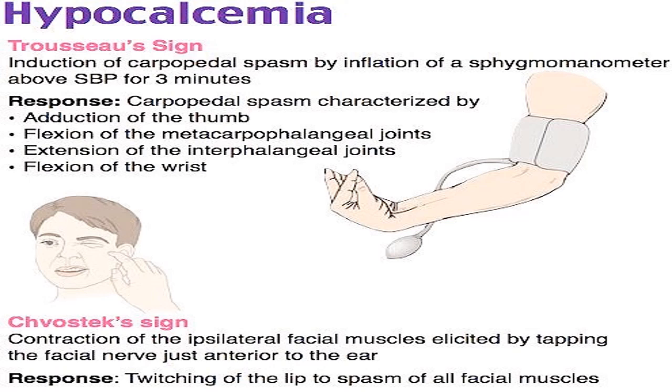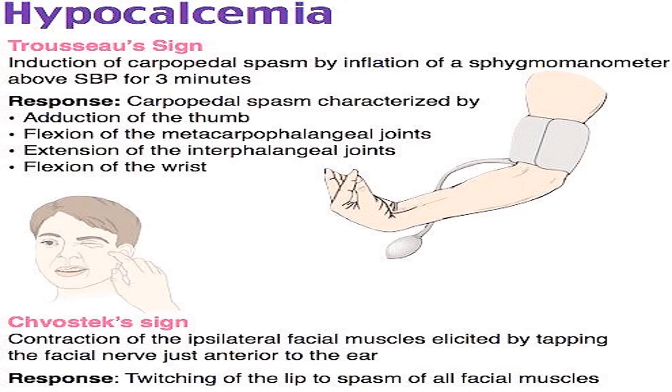Trousseau's sign. One of the problems with testing for Trousseau's sign is you're going to inflate that sphygmomanometer, you're going to inflate the blood pressure cuff above their systolic pressure for 3 minutes. Have you ever done that to yourself? Before you do this to a patient, do it to yourself. See what your arm feels like after you inflate that blood pressure cuff above your systolic pressure and leave it there for 3 minutes. But what you can end up seeing is it looks like prolonged spasm of the hand and the wrist.